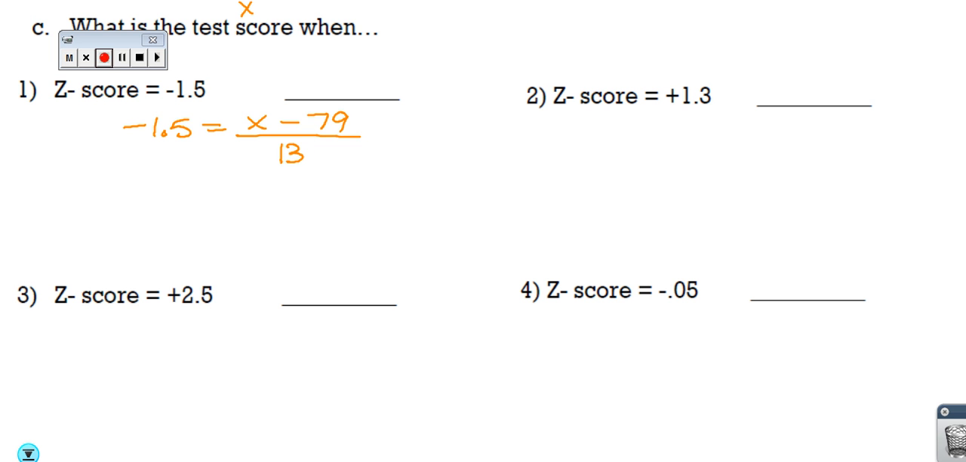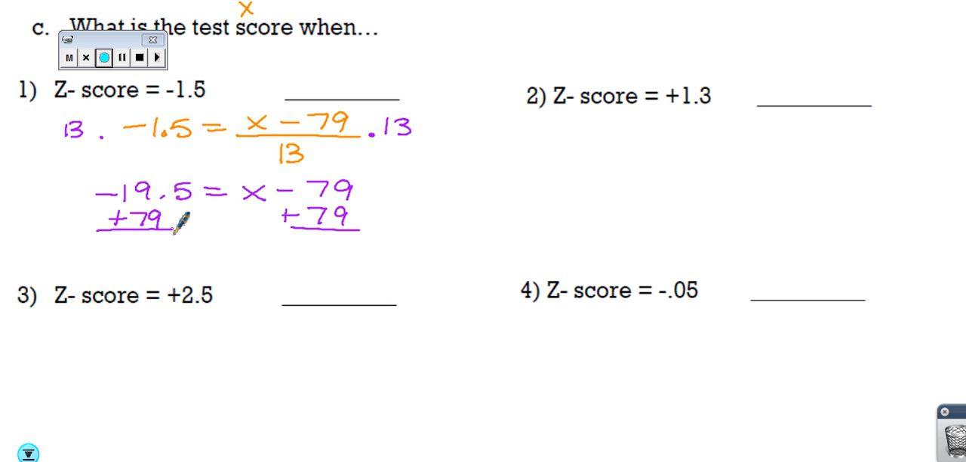Again, this is your two-step equation. I want to get rid of the division first, so I'm going to multiply both sides by 13. That should make us have negative 19.5 is equal to x minus 79. Go ahead and add 79 to both sides. And we get x is equal to 59.5.